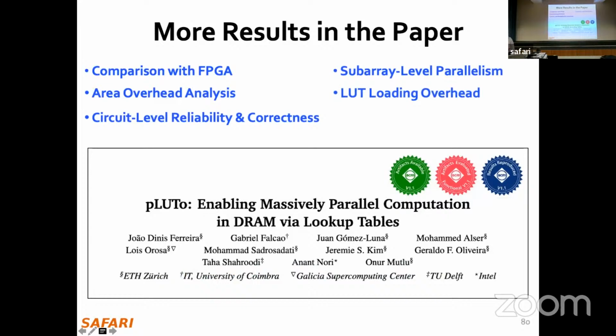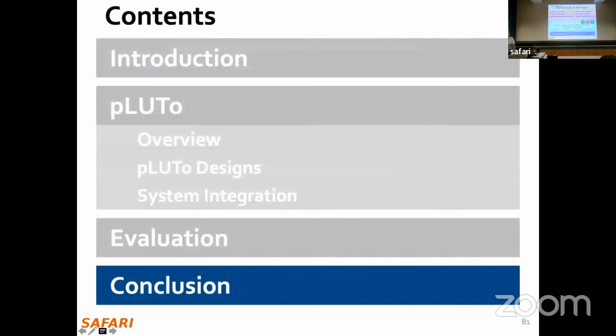And there are more results in our paper. We have a comparison against FPGAs, area overhead analysis, circuit reliability and correctness, how we can exploit subarray-level parallelism, the cost of LUT offloading, and a more complete analysis of the range of supported operations. So before I conclude, I'm going to see if there are any questions.